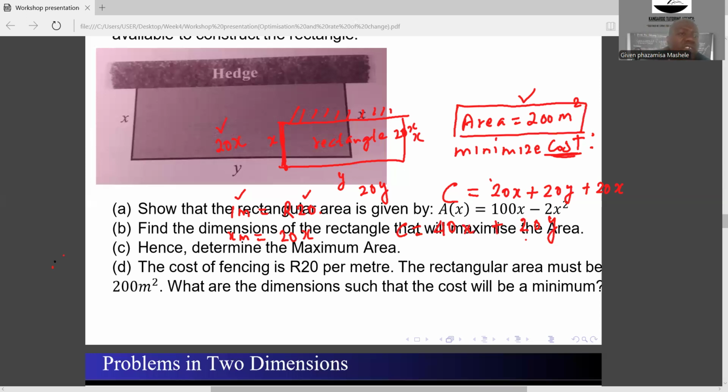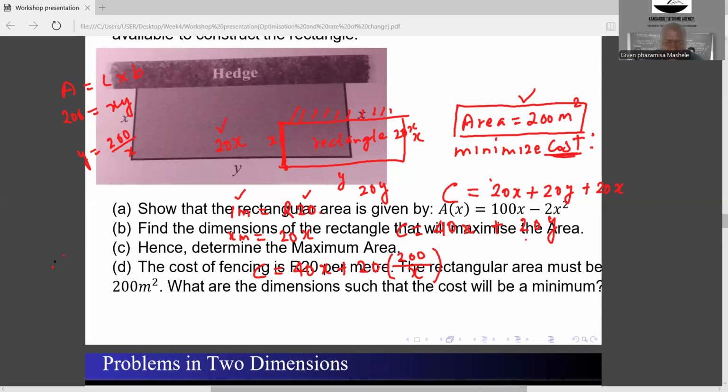Since this is a rectangle, the area is one side multiplied by the other. Since the area is 200, the length is y, the breadth is x, so multiplying gives us xy. We have to change y and remain with x, so we divide everything by x, then y will be 200 over x. So in our cost function, where there is y, we substitute y by 200 over x.